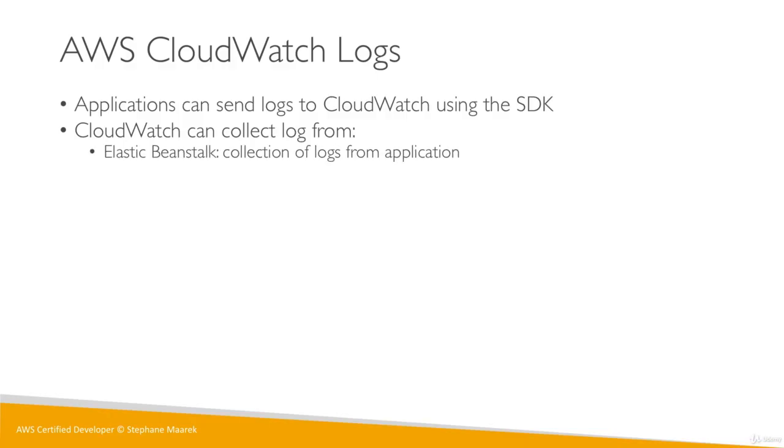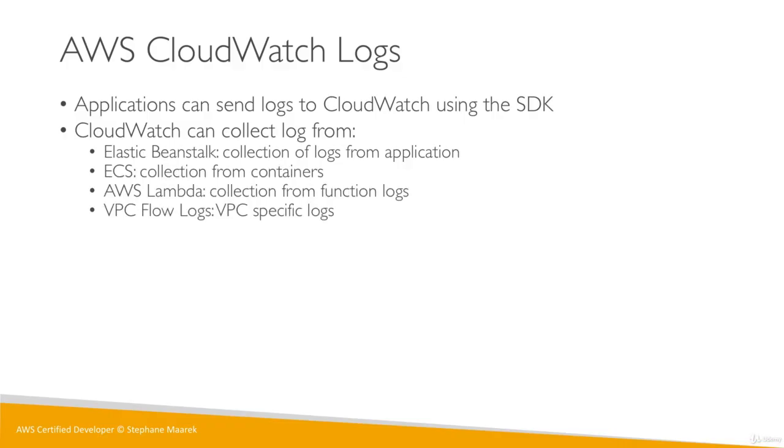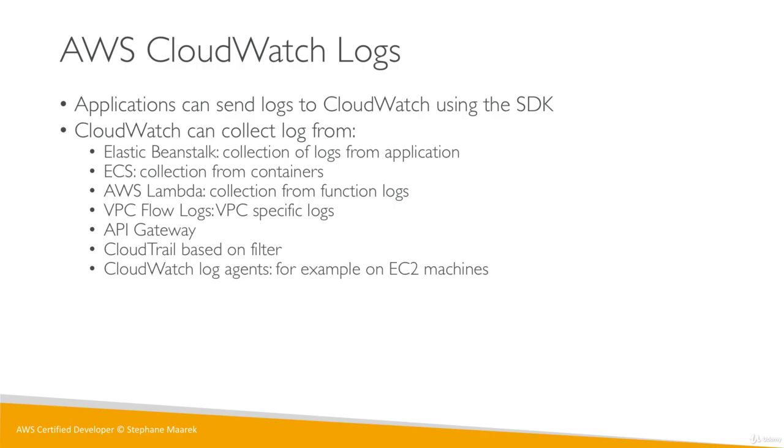Elastic Beanstalk, so we can send logs straight from Elastic Beanstalk to CloudWatch, ECS from containers, AWS Lambda straight from the function logs, VPC flow logs, which are VPC specific logs, API Gateway, we haven't seen what it is yet, CloudTrail, we haven't seen what it is yet, but you get the idea that it can send logs to CloudWatch.